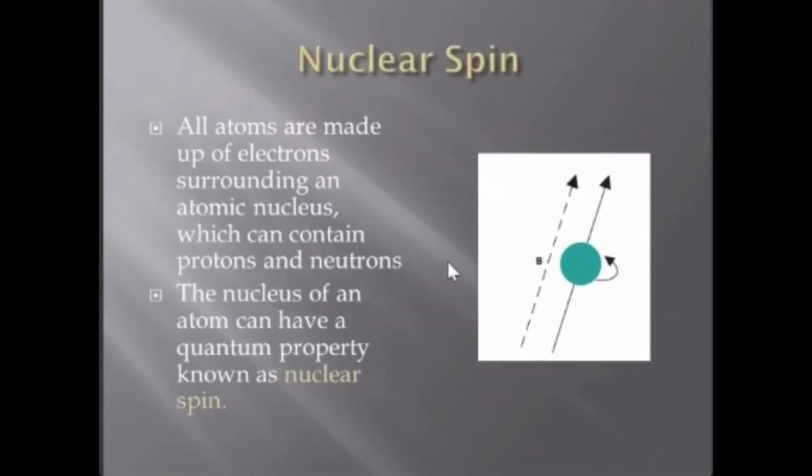Nuclear spin. All atoms are made up of electrons surrounding an atomic nucleus which can contain protons and neutrons. The structure of an atom is an essential component of MRI experiments. Atoms consist of three fundamental particles: protons, which possess a positive charge; neutrons, which have no charge; and electrons, which have a negative charge. The characteristic chemical reactions of elements depend upon the particular number of each of these particles.